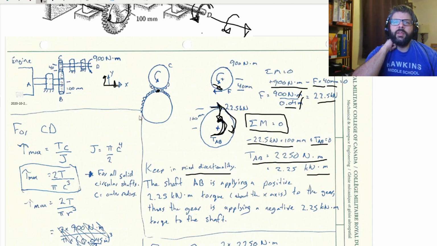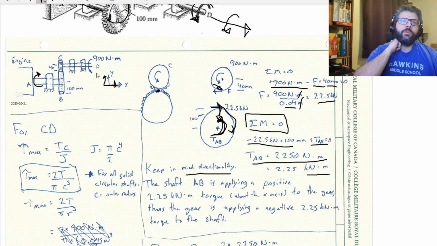That also means that the gear itself is giving the shaft an equal and opposite reaction. So the moment that's being applied to the shaft is going to be a negative moment instead of a positive moment, which jives with what we should expect to happen.